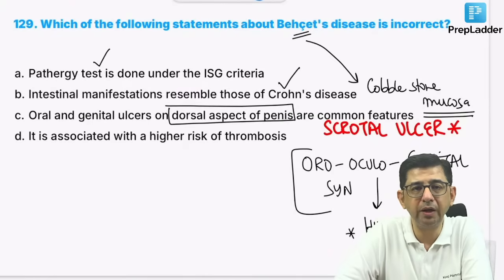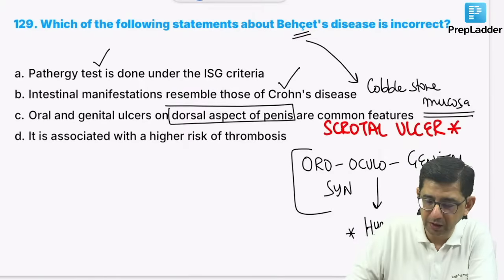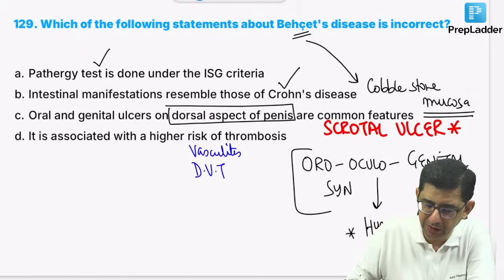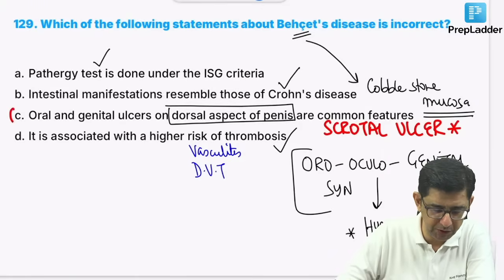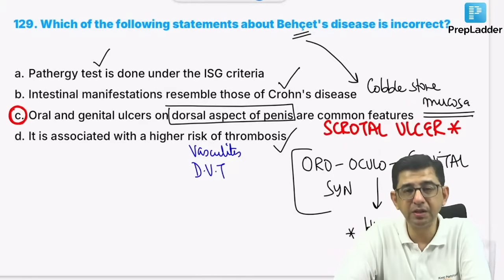And then if you look at D, this condition can also be associated with vasculitis. No, vasculitis can involve the veins also. So because of the vasculitis component, there is a high risk of thrombosis, and even deep vein thrombosis can occur in these patients. So options A, B and D are the okay statements. The wrong thing in this question is option number C, which is well picked up by you. That would be C. And you guys comment why do you have death in Behçet's disease?